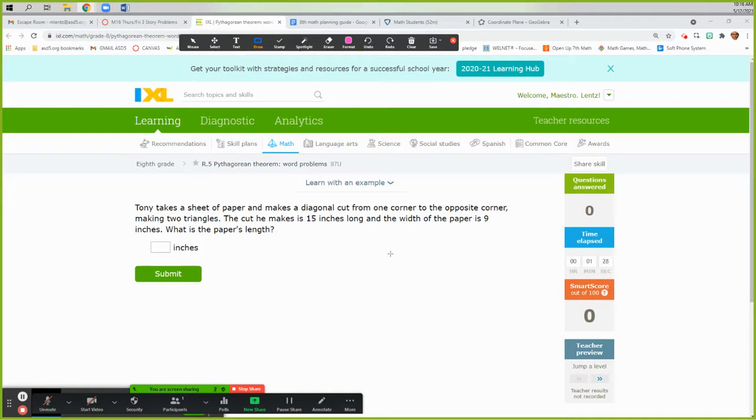You have to have, trust me, you have to have paper, pencil, or whiteboard marker. Either one, something to write on in front of you. Trust me. So the first one says, Tony, he takes a sheet of paper and he makes a diagonal cut.